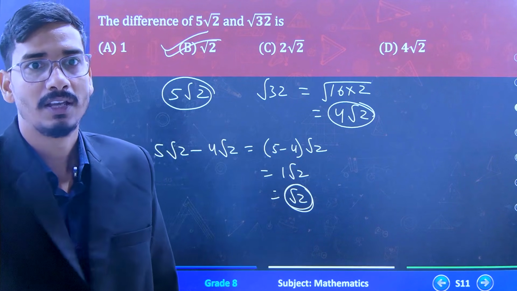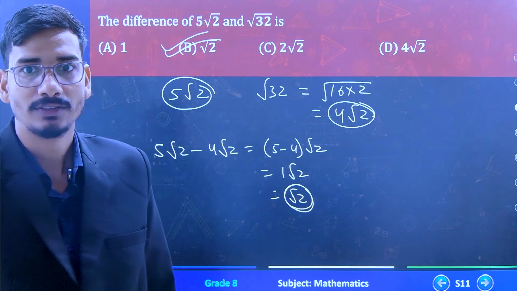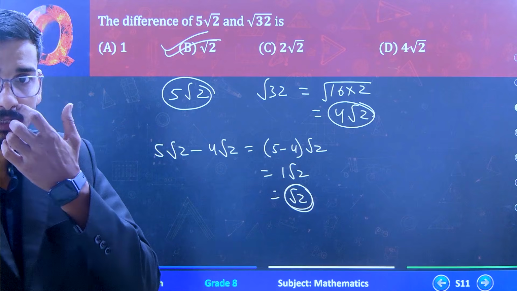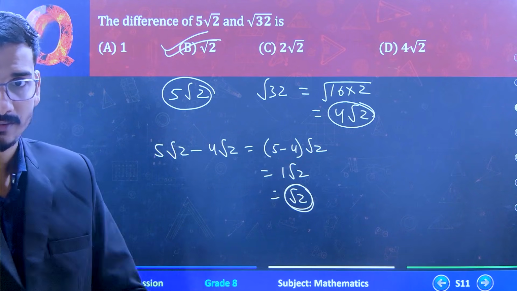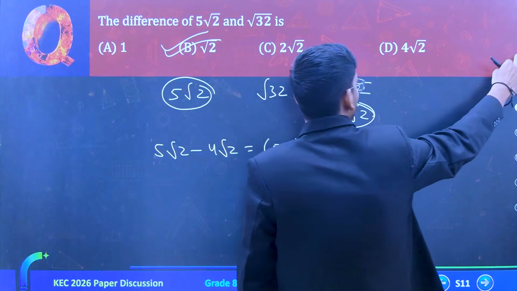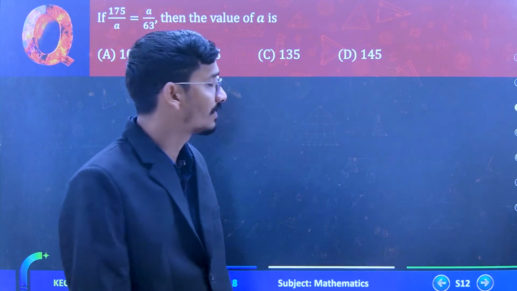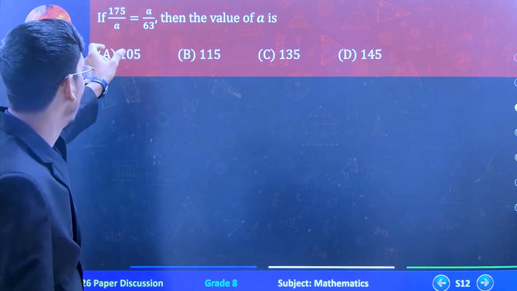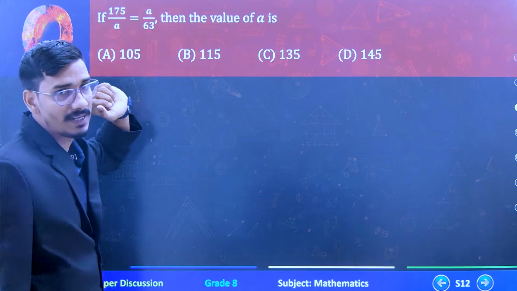Option B. Yes and no? So am I clear? Clear, beta? Yes. It is clear? Okay. Now moving to the next one. Question number next. Find the value of A if this quantity equals A by 63.